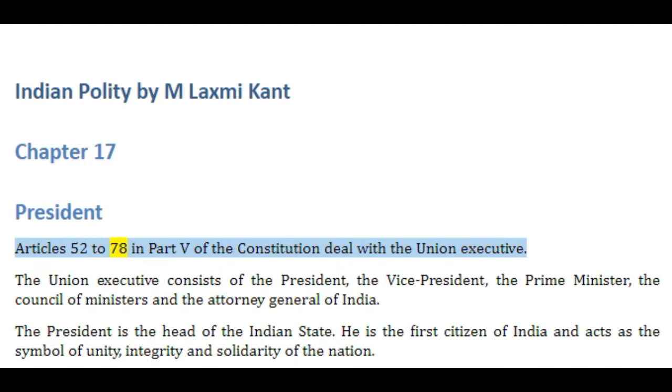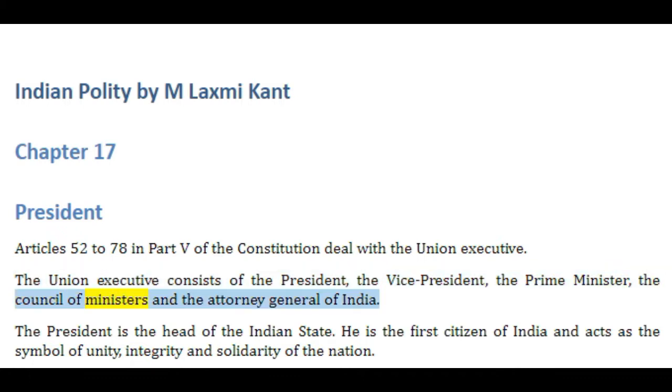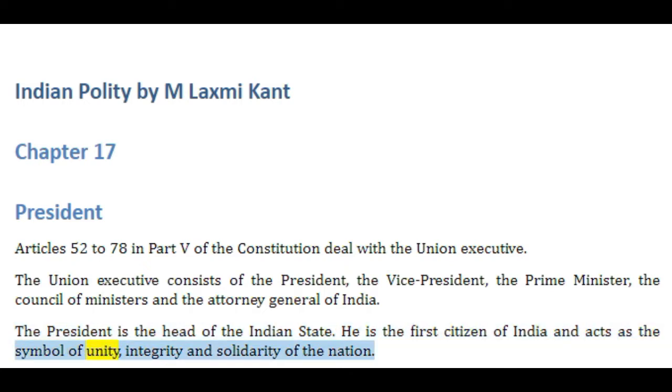Articles 52 to 78 in Part V of the Constitution deal with the Union Executive. The Union Executive consists of the President, the Vice President, the Prime Minister, the Council of Ministers, and the Attorney General of India. The President is the head of the Indian state. He is the first citizen of India and acts as the symbol of unity, integrity, and solidarity of the nation.